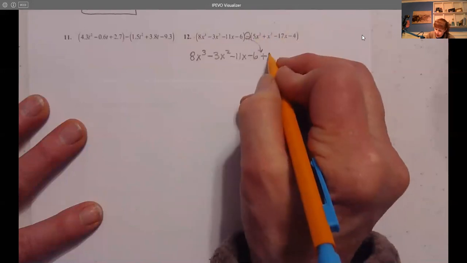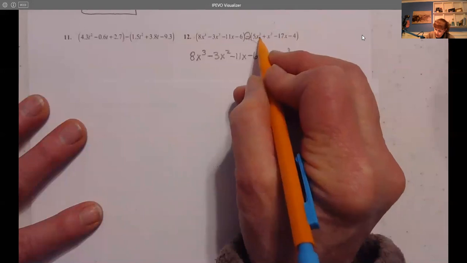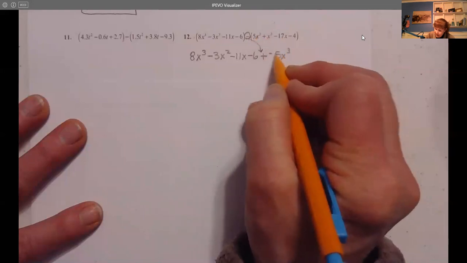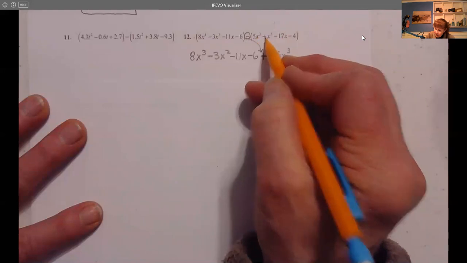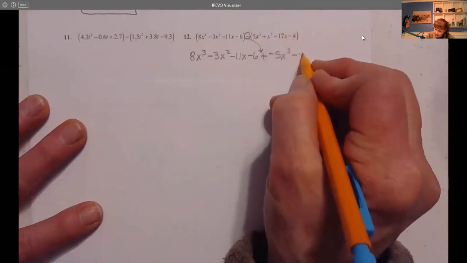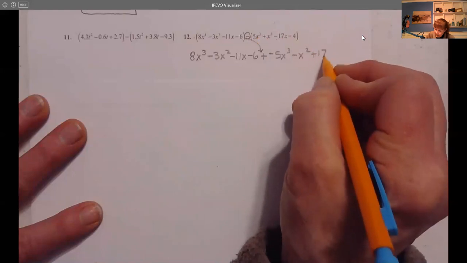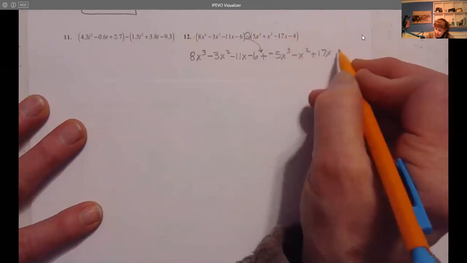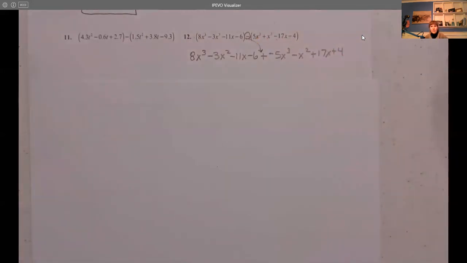So that becomes a -5x cubed. Inside, it was a positive. Now it's going to be a negative. Let's see, that'll become a minus. That will become a plus. And that will become a plus. And now you combine like terms.